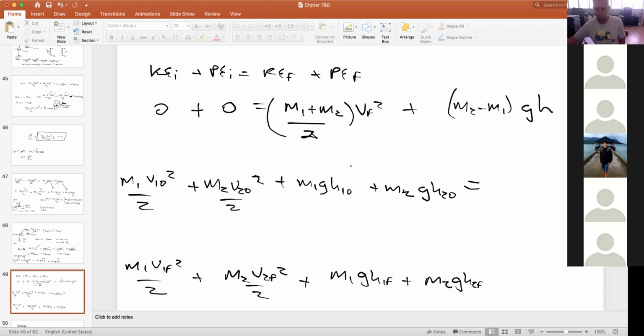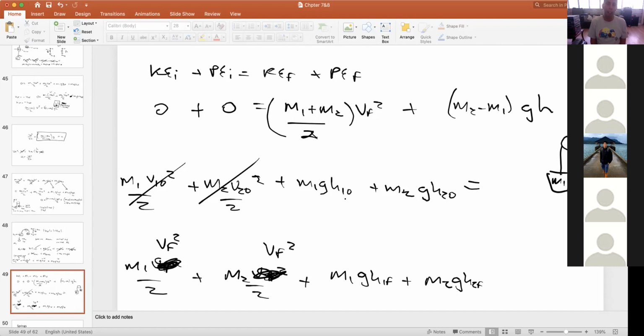So in the Atwood machine, we're going to assume that initially it's starting from rest. That means that our initial V's are 0. Whatever the final V's are, they've got to be the same because they're attached by the same rope. So in M1 V final squared over 2 plus M2 V final squared over 2, these V finals are the same. Here's the weird part though, Sammy, is you can choose where H is going to be 0.